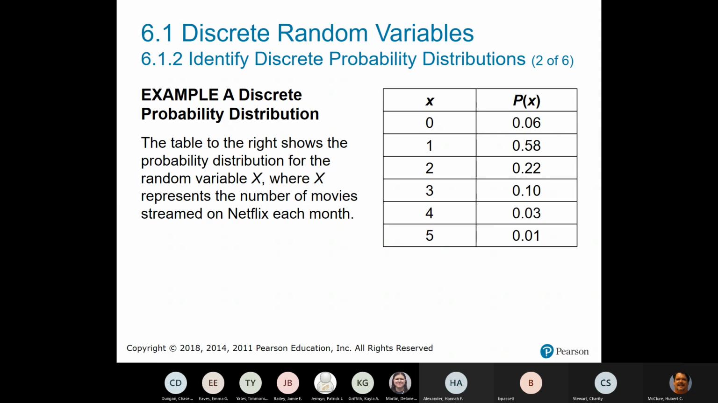So if you read the probability distribution that I have on the screen right there, I have the event of 0 happening, and the probability of 0 households watching the football game is 0.06. The probability of 1 household watching the football game is 0.58. The probability of 2 households watching the football game is 0.22, and so on.